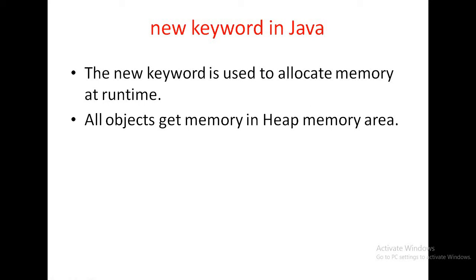Okay, objects always get memory at runtime, and whenever I am creating objects, these objects are created generally in the heap memory area. Okay, we have already discussed different types of memory areas in the JVM class. So whenever objects are created, they will get some memory space in the heap memory area.